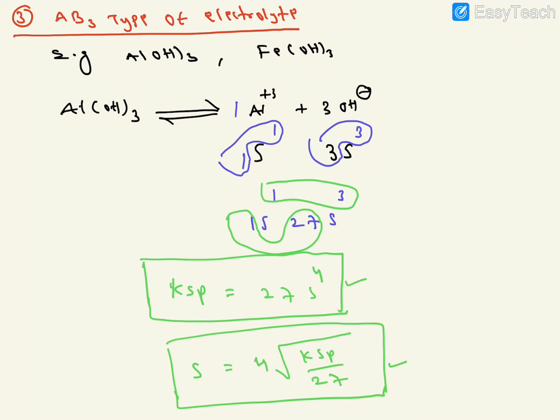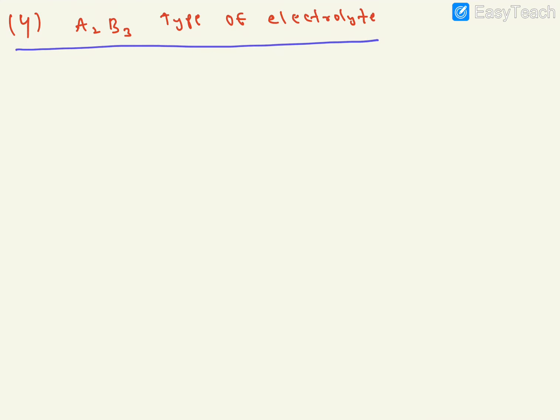Let us discuss one more type of salt, the A2B3 type of electrolyte. How can we calculate here? So I am taking A2B3 dissolved in some solvent. It gives 2 A plus ions plus 3 B plus 2 ions. I hope it is clear. So, as I already said, the solubility is S. Here we have to write the stoichiometric coefficients: 2 here, and here also 3 and 3.